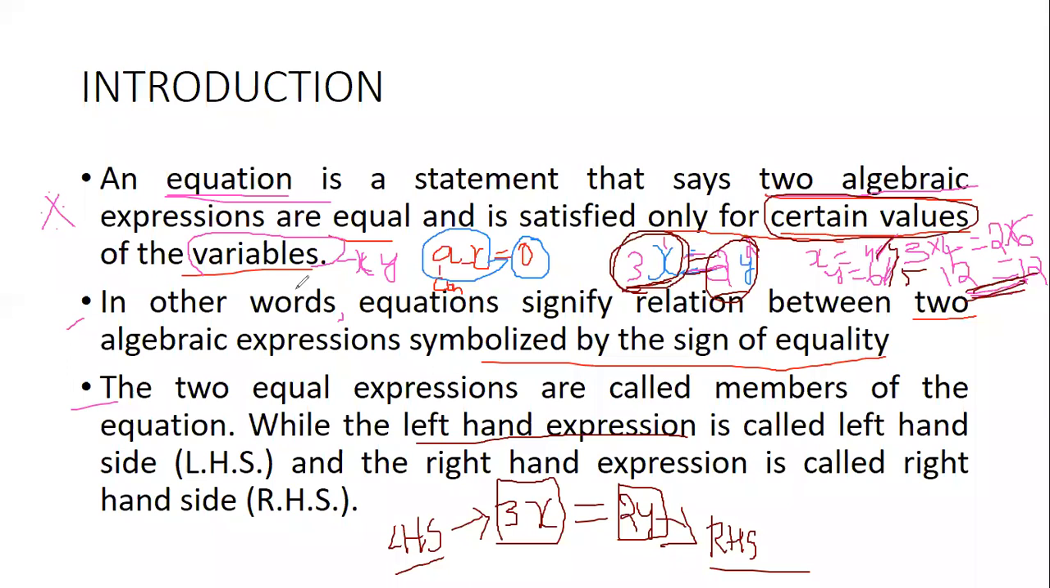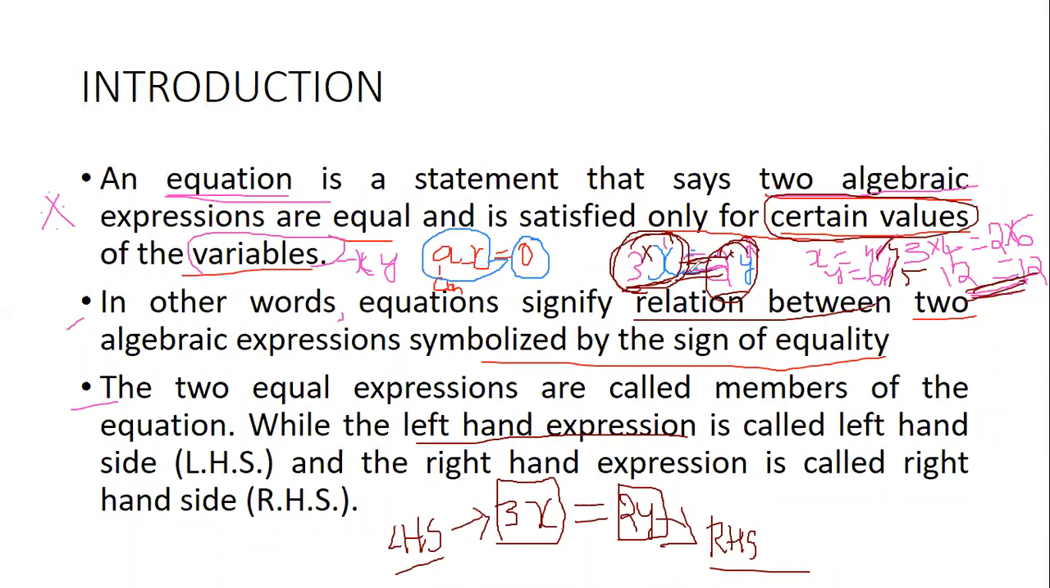Now I can also explain an equation in other words, saying two algebraic expressions which have some relation between them are symbolized by a sign of equality. There is a relation between 3 and x, that is nothing but multiplication. There is a relation between 2 and y, which is nothing but multiplication again.